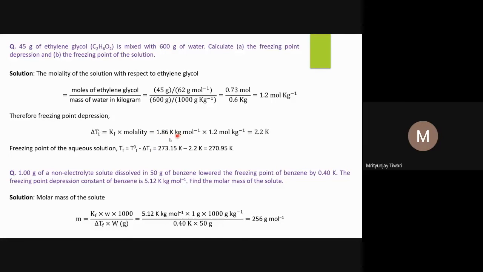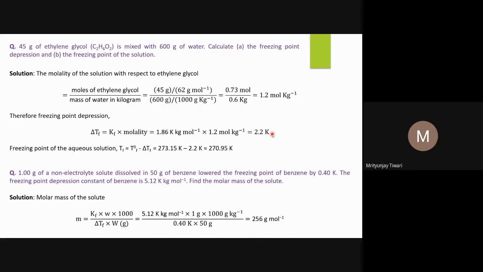So now we'll put these two values, value of Kf 1.86 Kelvin kg per mole into molality 1.2 mole per kilogram, kilogram cancelled out, mole cancelled out. What is left is only Kelvin. So 1.86 into 1.2 Kelvin, and that is 2.2 Kelvin. This is the depression in the freezing point. So this 2.2 Kelvin temperature difference is equal to 2.2 degree centigrade temperature difference.